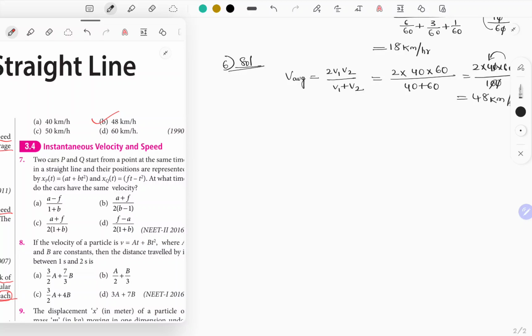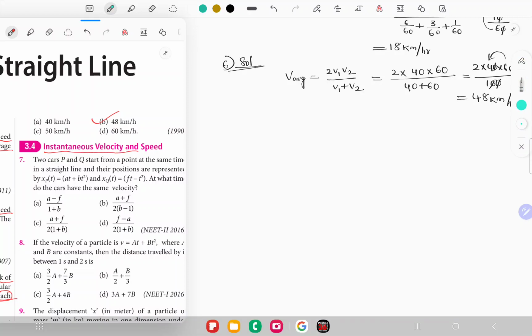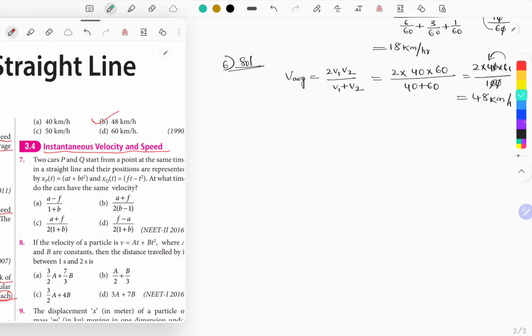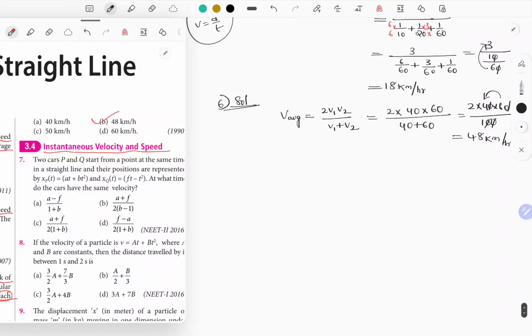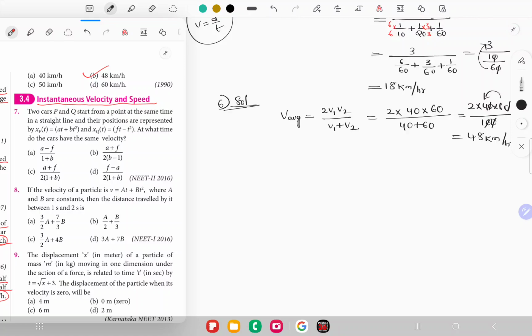Now look at the next concept. The next concept is based on instantaneous velocity and speed. What's the meaning of instantaneous velocity? That's what we have to observe. Average speed is equal to total distance covered by the object divided by total time. When it comes to average velocity, it is total displacement covered by the object divided by time. That is a total value.